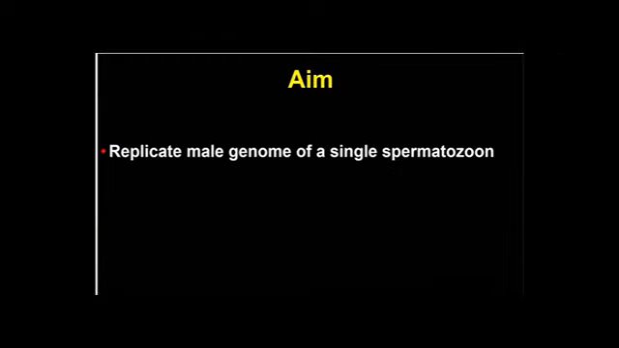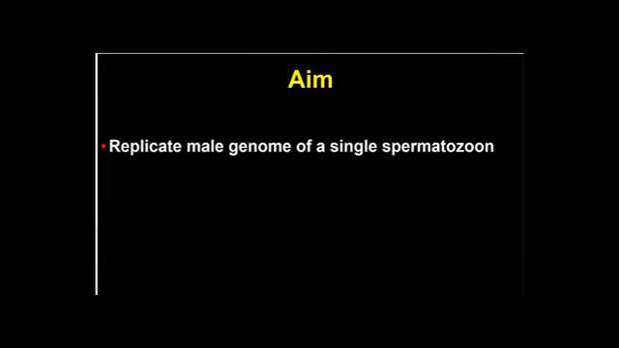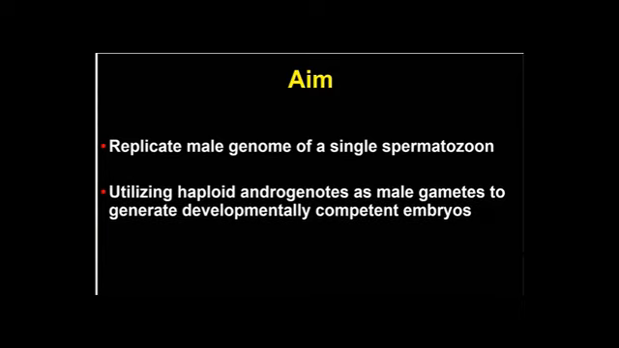Moving on, there are two major aims for this study. The first aim is to replicate the male genome of a single spermatozoon. The second aim is to utilize the cloned male genome to complement a recipient female genome and to generate developmentally competent zygotes capable of full pre-implantation embryogenesis.